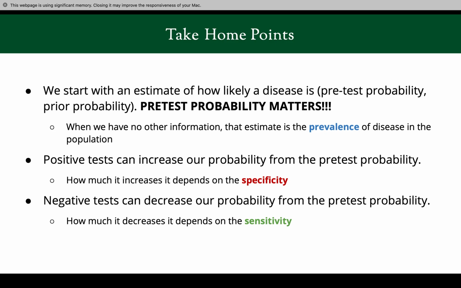It's really talking about a couple of things. Number one, your pretest probability matters. Where you start from matters. If you have a very rare disease, it's going to be unlikely that they have the disease. And with a higher probability, a positive test means different things, because if you started off higher, then the probability is going to end up higher. A positive test is going to increase your probability, and how much so depends on the specificity of the test. And a negative test is going to decrease your probability, and how much so depends on the sensitivity of the test. Okay, that was a lot.